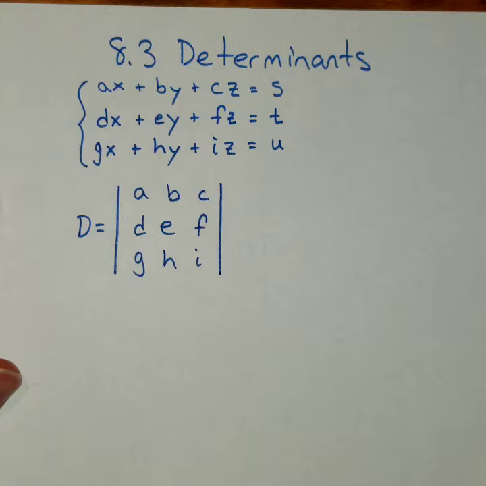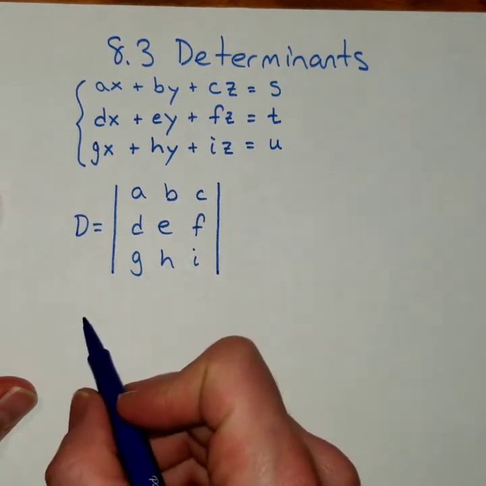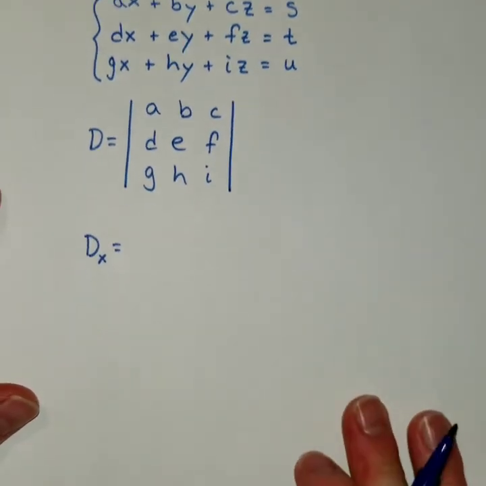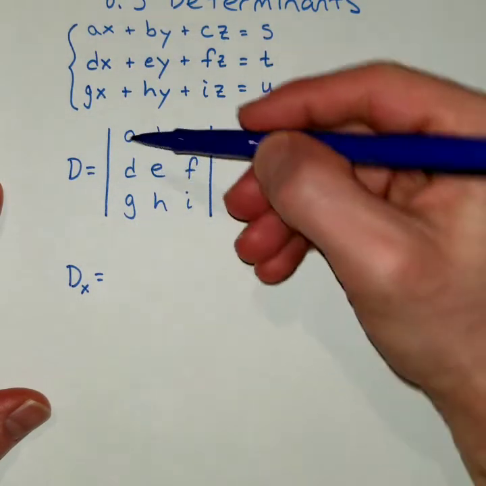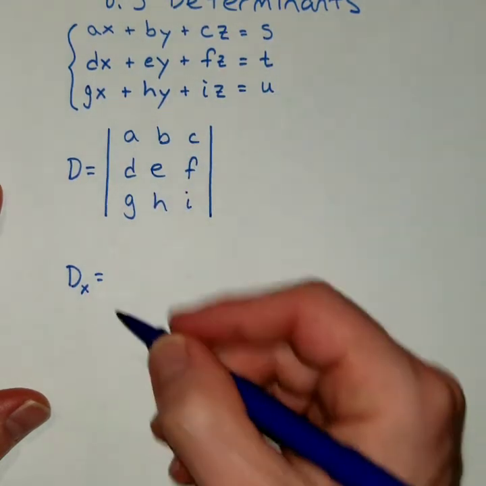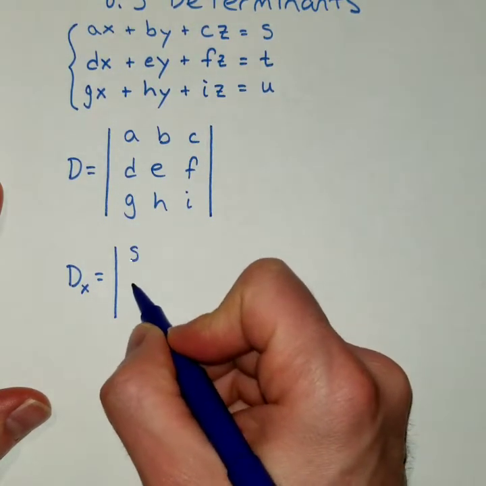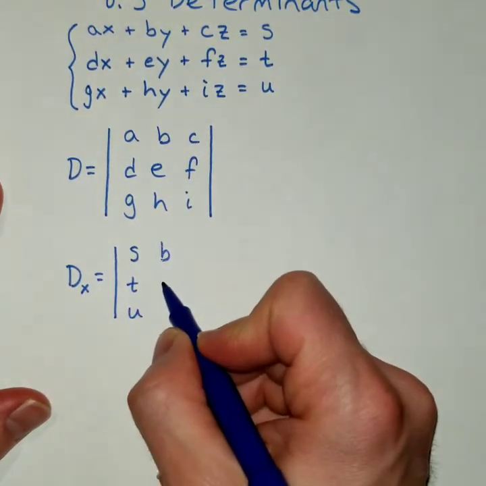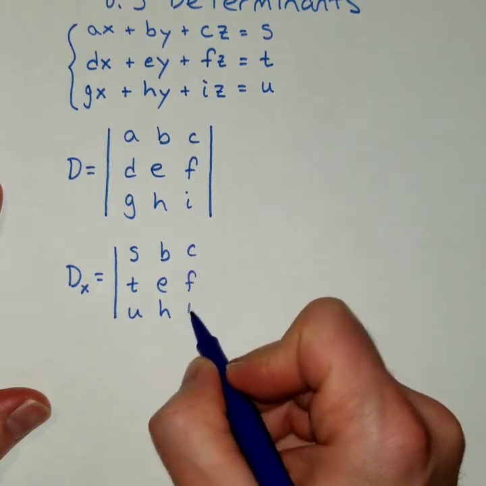Okay, so that's your D matrix. Then you have the D sub X matrix. The D sub X matrix is the D matrix, except the X column is removed and replaced with the constants. So you'll have S, T, U going down, and then the other 2 columns are the same. So B, E, and H, and then C, F, and I.